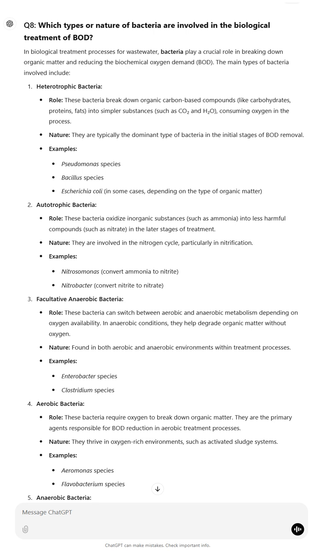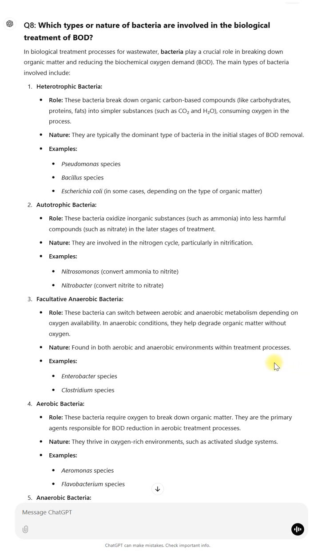4. Aerobic bacteria. Role. These bacteria require oxygen to break down organic matter. They are the primary agents responsible for BOD reduction in aerobic treatment processes. Nature. They thrive in oxygen-rich environments such as activated sludge systems. Examples: Aeromonas species, Flavobacterium species.